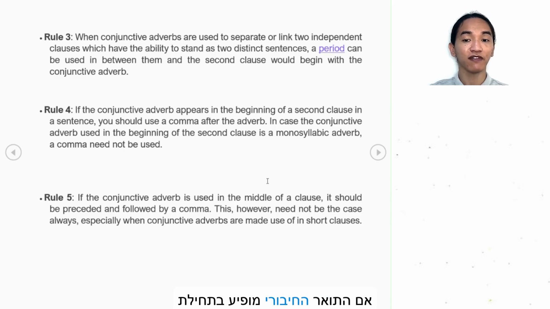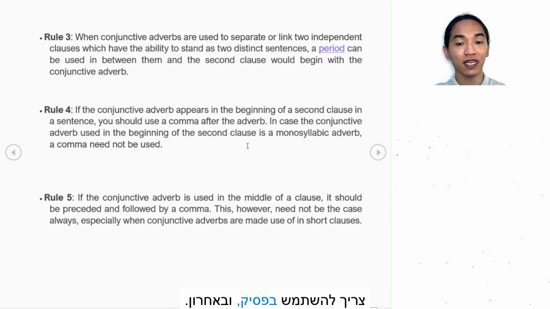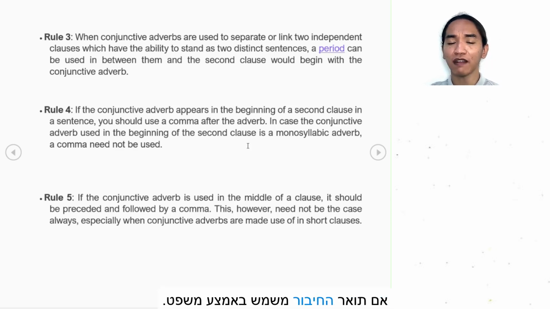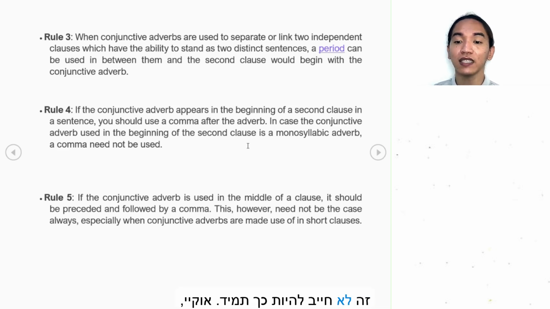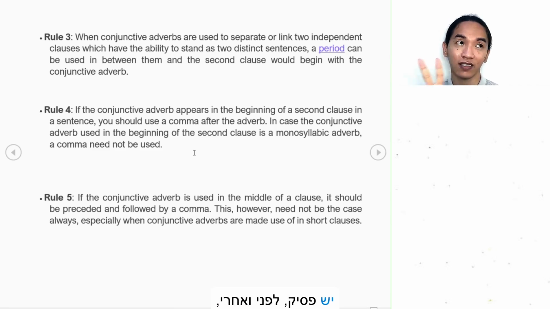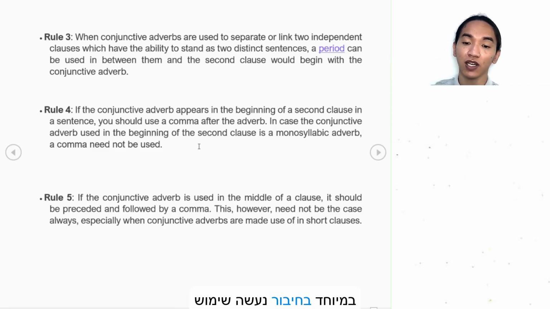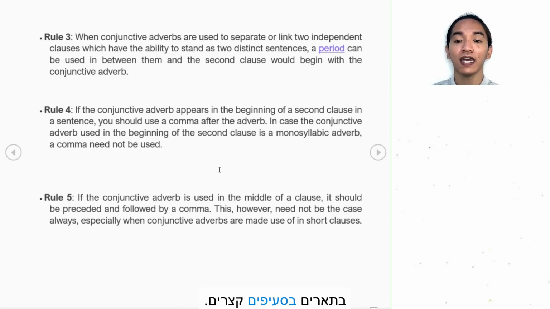If the conjunctive adverb appears in the beginning of a second clause in a sentence, you should use a comma before the adverb. In case the conjunctive adverb used in the beginning of the second clause is a monosyllabic adverb, a comma need not be used. Okay, and the last one, if the conjunctive adverb is used in the middle of a clause, it should be preceded by and followed by a comma. This, however, need not be the case always. Okay, there's a comma before and after, especially when conjunctive adverbs are made use of in short clauses.